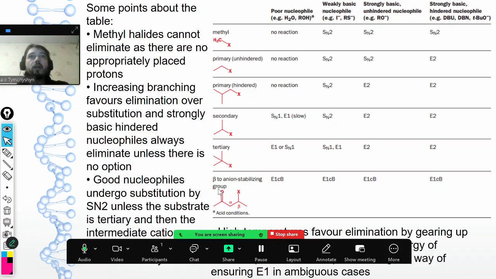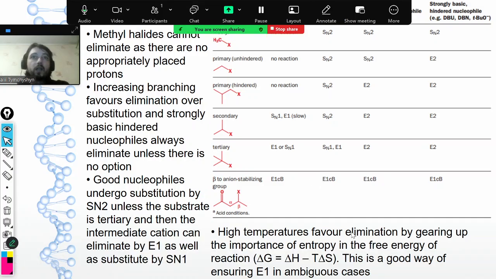So methyl halides cannot eliminate, there are no appropriately placed protons. Increasing branching favors elimination over substitution, because you just cannot get to that carbon atom to perform substitution. And strongly basic hindered nucleophiles always eliminate unless there is no option. And good nucleophiles undergo substitution by SN2 unless the substrate is tertiary, and then the intermediate cation can eliminate by E1 as well as substitute by SN1. So you have a very stable, good intermediate.